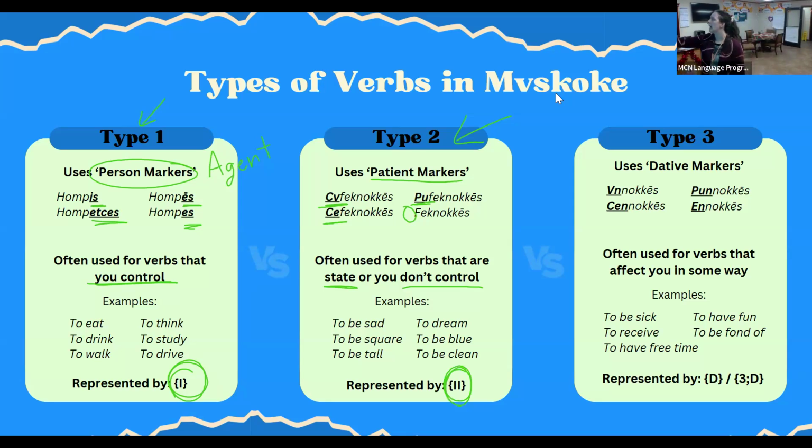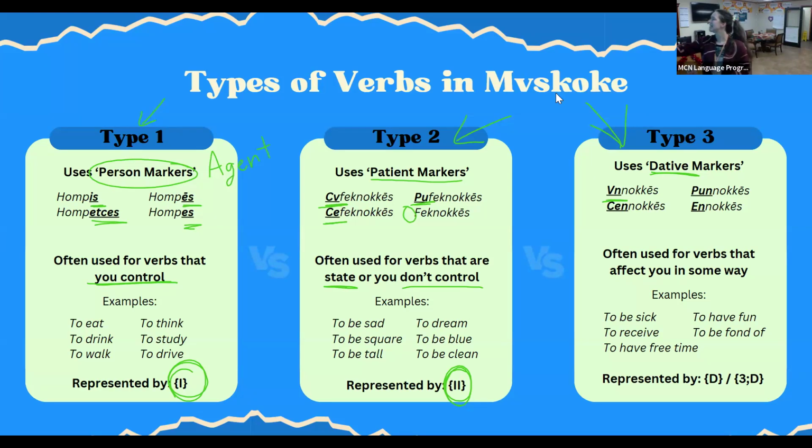And then last but not least, we have type 3. I'll look at the chat as soon as I'm done explaining. Type 3 uses what we call dative markers. And that has its own fancy meaning. I'm not going into that. Don't worry about it. It's okay. The important part is knowing how to conjugate it right now. So these also conjugate at the front, but they use different front conjugations.